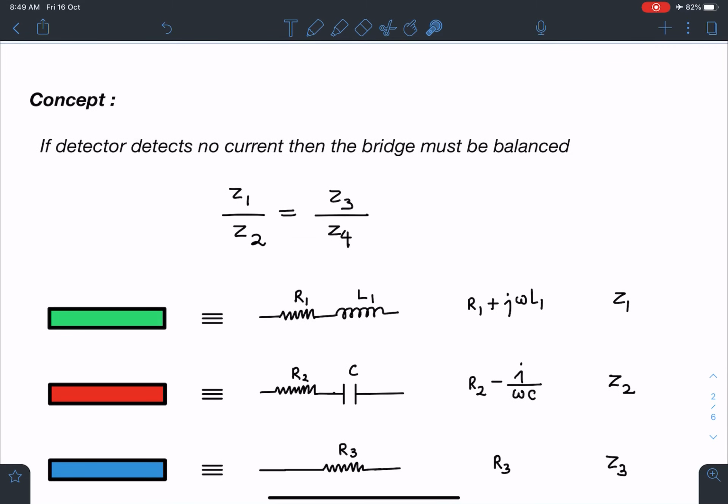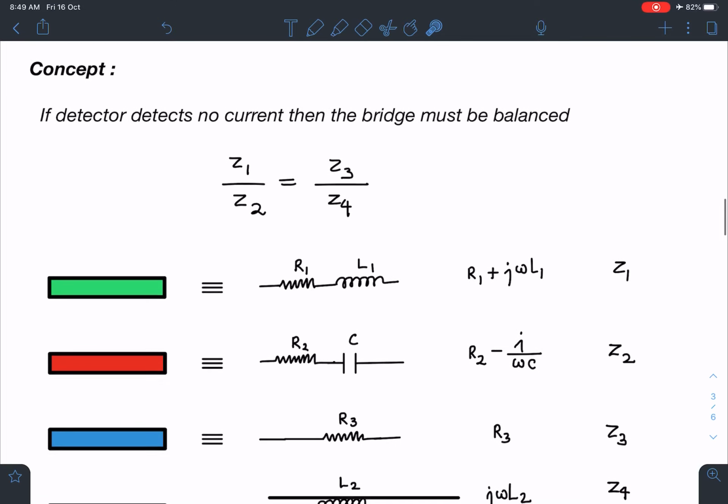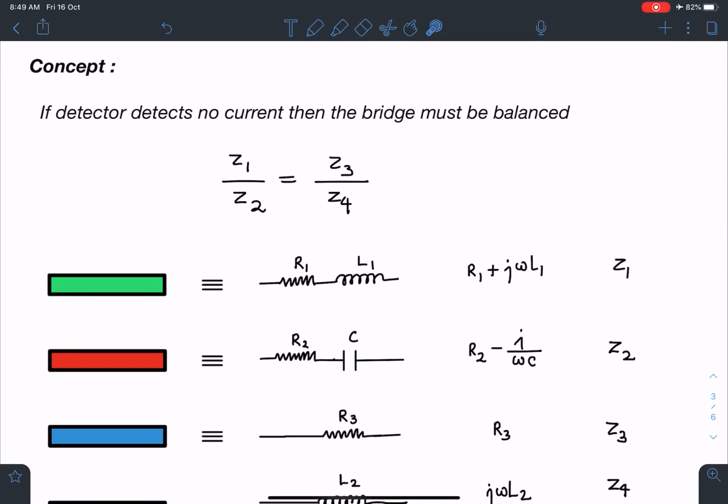If detector detects no current, then the bridge must be balanced, or you can say if bridge is balanced, I can simply write Z1 by Z2 is equal to Z3 by Z4. So that was the condition for DC circuits also, and here also it works. I'm not giving you the proof, but if you require, maybe in a separate video I can do the proof for this condition also. Do let me know in the comment section.